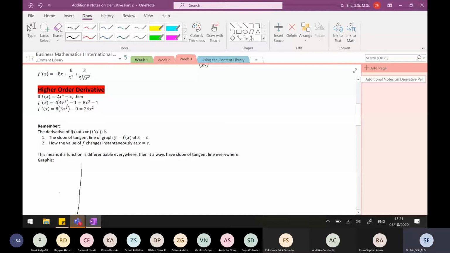If you have this graph, don't forget in every point you have a tangent line here. Every point, you can build a tangent line. Every point here, you can build up a tangent line. Here, you can build up the tangent line. Here, you can build up the tangent line. So at every point x, you can build up the tangent line. But what about this one?